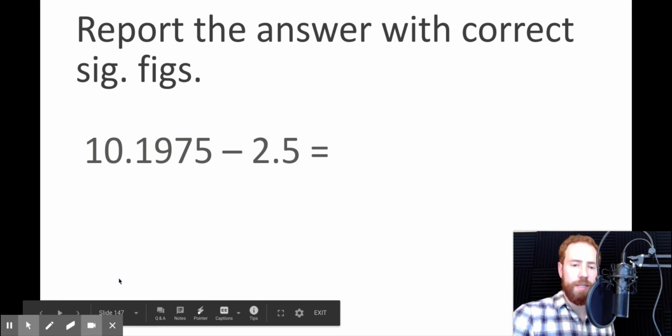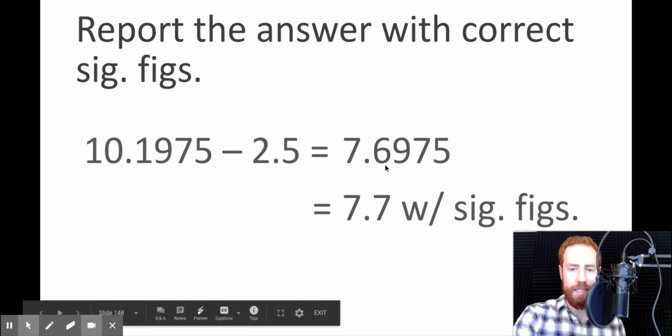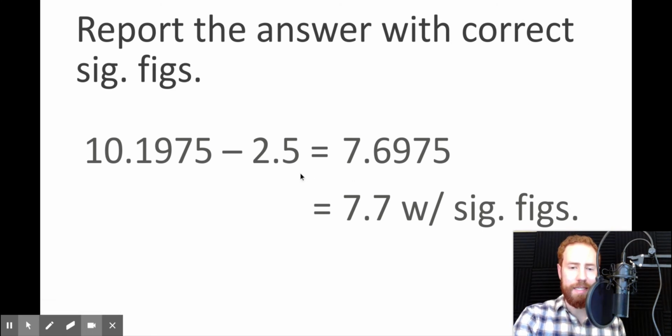Let's do one more, this time a subtraction problem. If we plugged this into our calculator, we would get 7.6975. But if we were to actually report that in, for example, a lab situation, that would be misrepresenting the data because this number cannot be exact to that many decimal places.